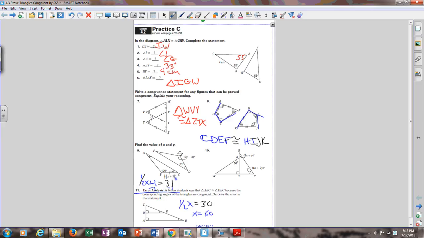Now let's solve for Y. So E is the same as 129 by the third angle theorem. So 2y minus 3 equals 129. Should be a 9, not a 6. Add 3 to both sides, you get 2y equals 132. Divide by 2, y equals 66. So x was 60, y was 66.